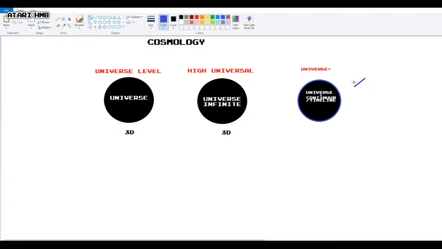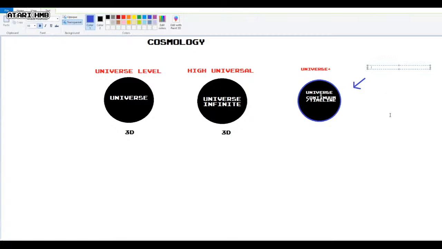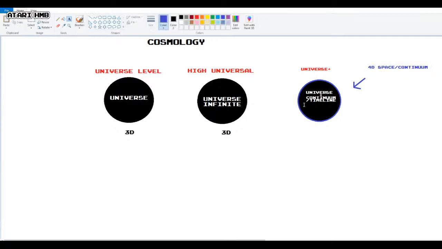This blue part is going to be the 4D space. Give me one moment. So this is 4D space, the continuum. A 4D continuum, in theory, can contain an infinite range. Because remember, we talked about it. They have an infinite range of motion.